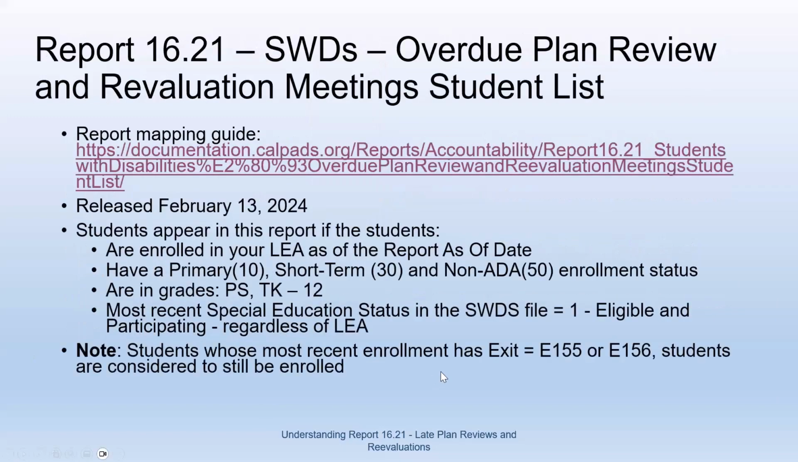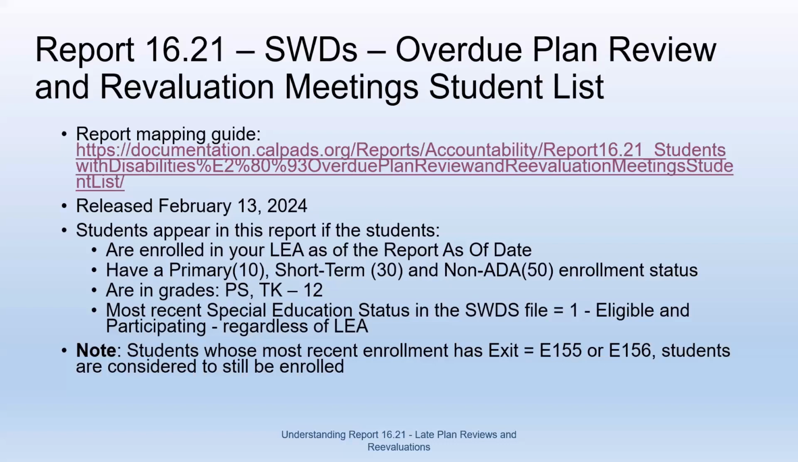All right, the most recent special education status, their SWDs file, also has to indicate that the student is eligible and participating, regardless of LEA. The LEA that is assigned to that SWDs record, as long as the student has a status of eligible and participating, it doesn't matter which LEA submitted it, because that status actually follows the student no matter where they go.